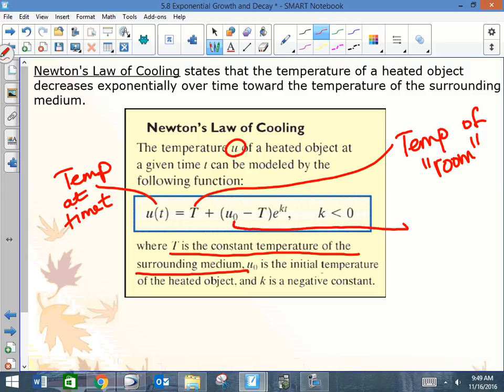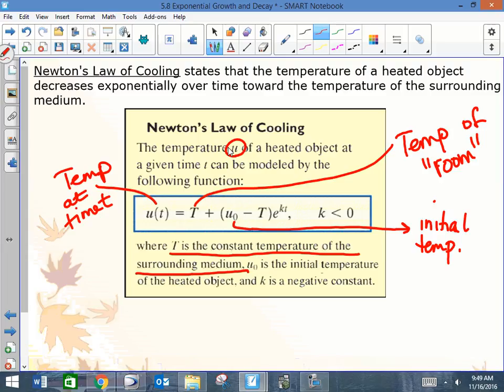Of course, U sub 0. What do you suppose that is? Initial temperature. So it's like if you're taking it out of the oven, we assume the oven's 350, we assume the internal temperature of the cake or the turkey or whatever you're taking out is 350, but it's not. But anyway, that's the internal temperature of whatever you take out. And then there's that T again, which is the temperature in your room. And then e is that natural logarithm e.